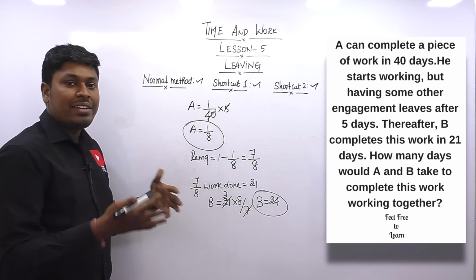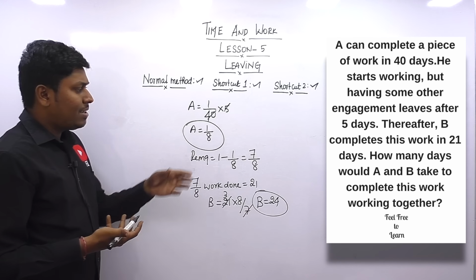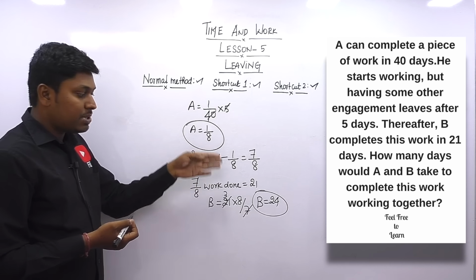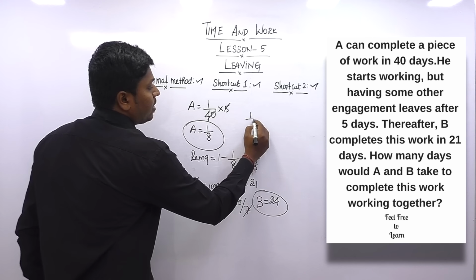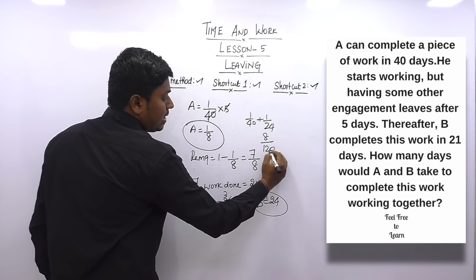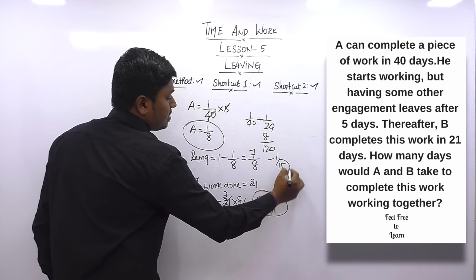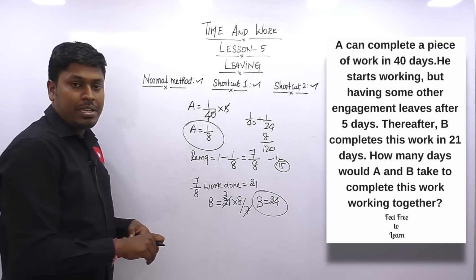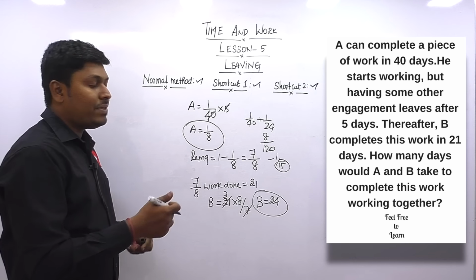Our target is to find how many days if both of them are working. Just now we have solved 1 by 40 plus 1 by 24. So 1 by 40 plus 1 by 24, resultant will be 8 by 120, which is 1 by 15. So finally we can say that A and B, if they are working together, they take 15 days to complete a work.